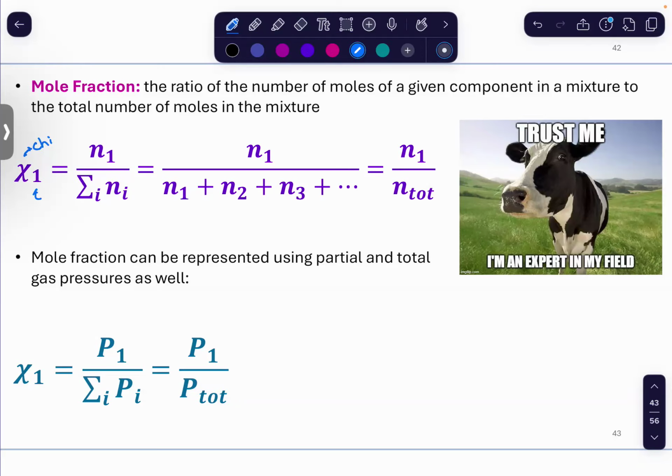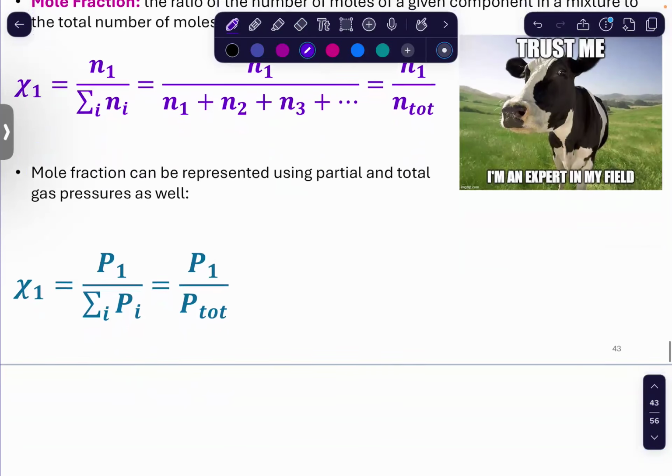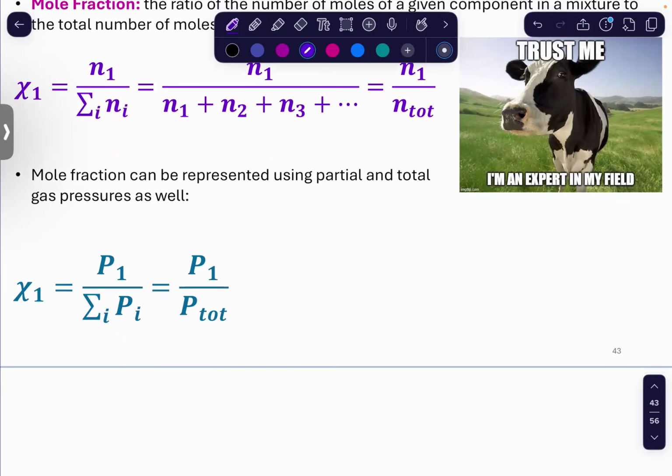But so you see here, we have chi, our mole fraction of whatever compound one is. And so that's going to be your moles of that compound divided by your total moles in your system. Okay. So another way that mole fraction can be written is in terms of pressure, where it's going to be the partial pressure of the compound you're looking at over the total pressure of the system. How do I get from one to the other?